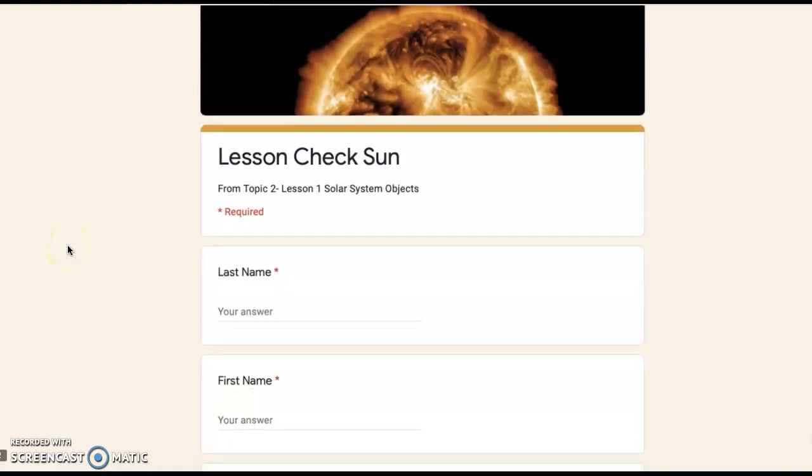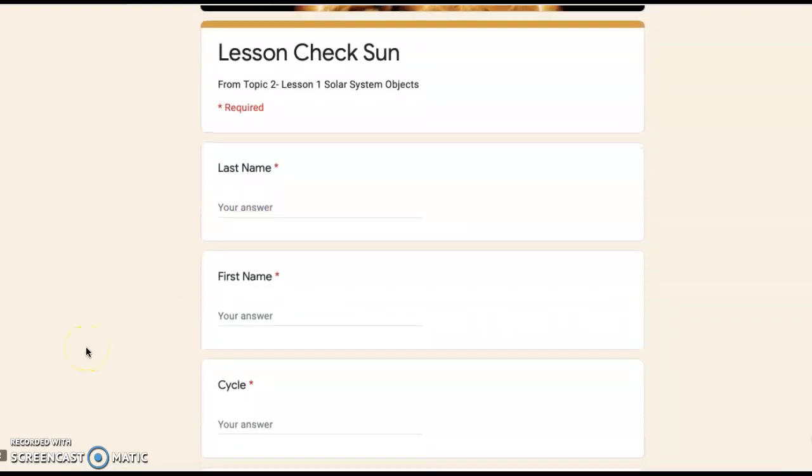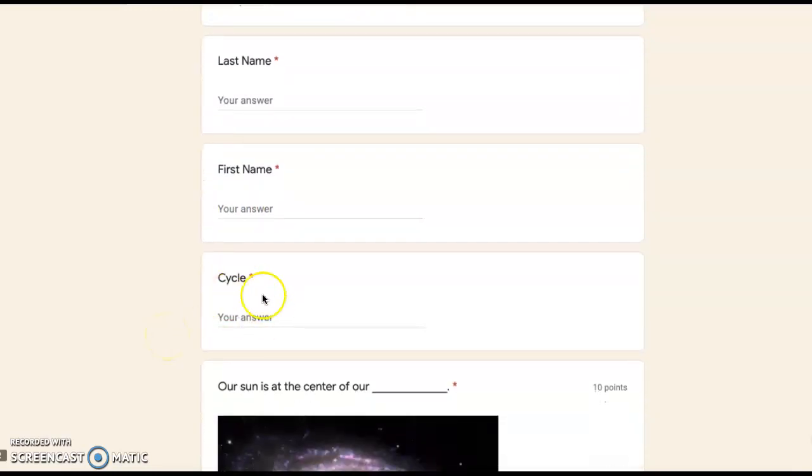Lesson check. Sun. First, type your last name in the box here. Next, type your first name in the box here. You will now select your cycle number.